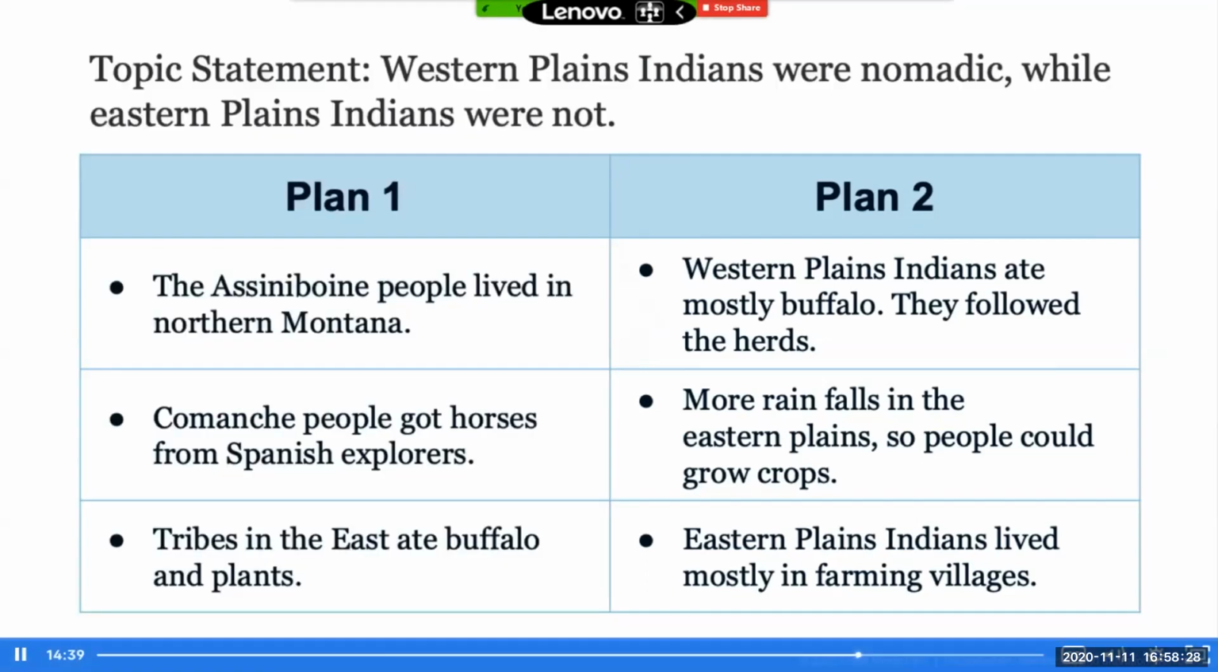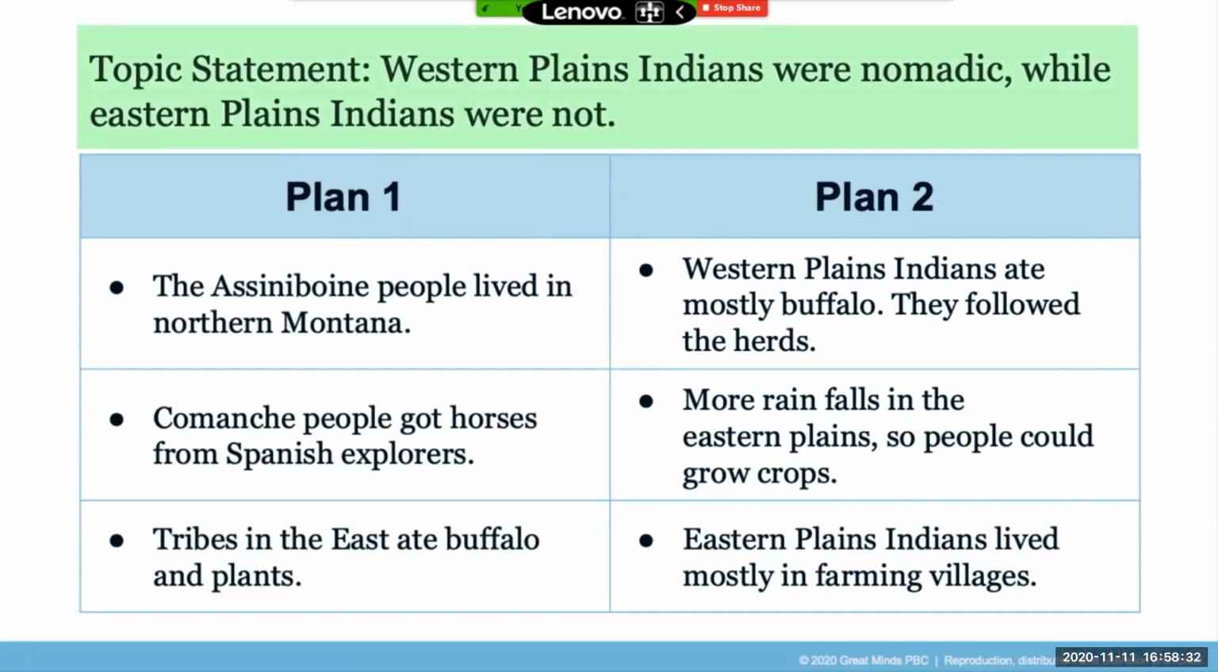Which plan best supports the topic statement? Which plan has points that support the big idea in the topic statement of being nomadic or not nomadic? You decide. Pause here to think or to chat with a learning partner, and just hit play when you're ready to continue.